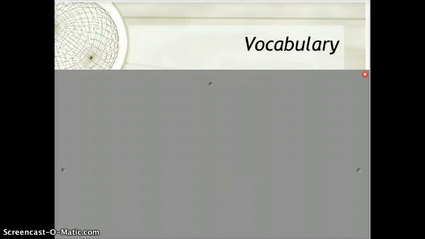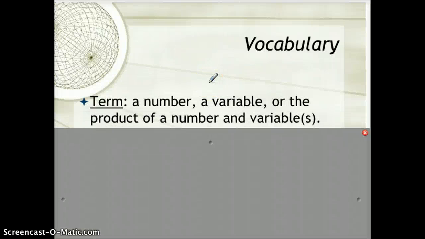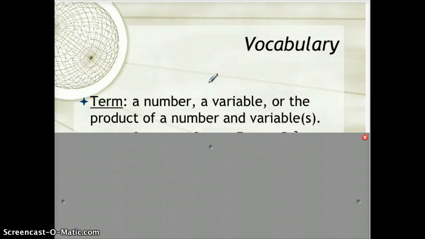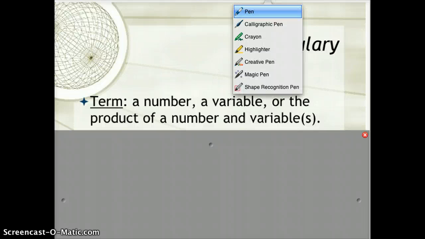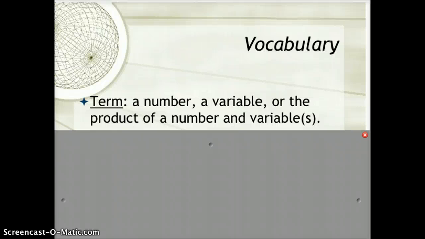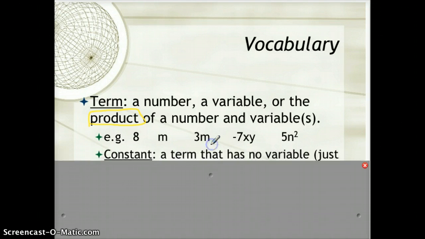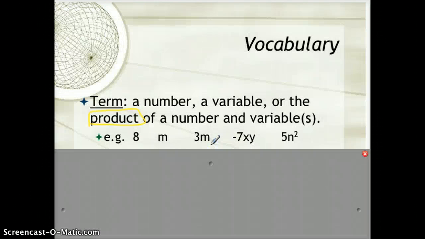There's a little bit of vocab that would benefit you to know as you're working through the lesson. A term, that's just a number, a variable, or the product of a number and variables. And I hope you remember that term product, it means multiply. So if I have something like 8, m, 3m, negative 7xy, 5n squared, those are all terms. They're just either a number or a variable, or numbers and variables multiplied together. Remember that n squared is n times n, so that's multiplied together.